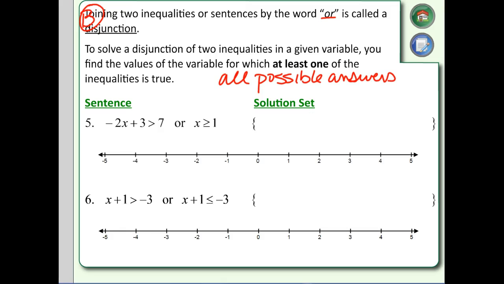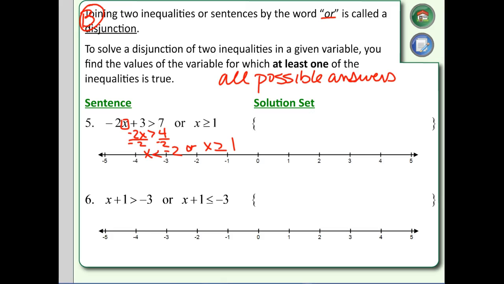Okay, so let's look here at number 5. First of all, I need to get x alone. So I'm going to have to subtract 3 from the other side. So we're going to have negative 2x is greater than 4. And then we're going to have to divide both sides by negative 2. And so we're going to get x, flip the sign, less than negative 2. Or x is greater than or equal to 1.